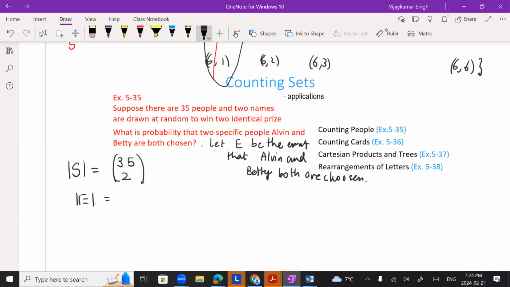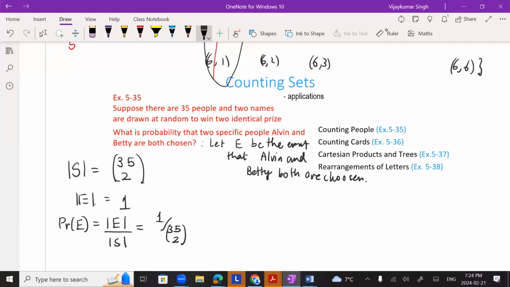The size of E is 1, right? There's exactly one way to choose both of them. There are also other ways to see this, but the probability of event E, that Alvin and Betty both are chosen, is size of E divided by size of S, which is 1 upon 35 choose 2. Whatever that number is, we don't care about it. Does that make sense to you? It's a very small number, but it is what it is.